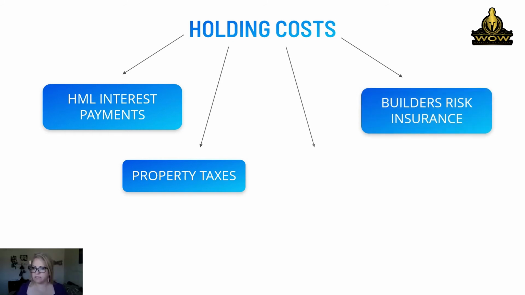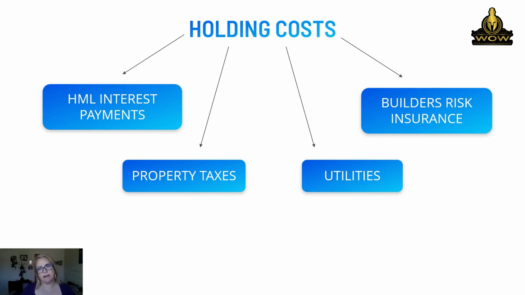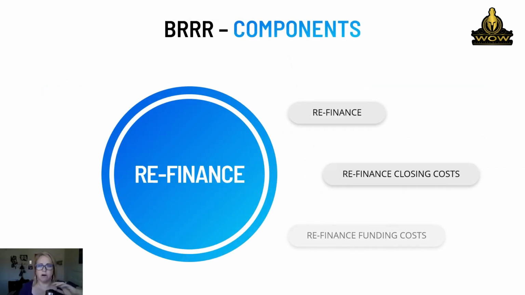All right, and then utilities, because you're going to have utilities during the time that you're holding the property, which is different from the straight buy and hold, because in those you have your tenant potentially paying those. But if it's being renovated, you're the one paying it. So you want to take those into account as well. All right. So the next components of the BRRRR that we're going to talk about are the refinance components.